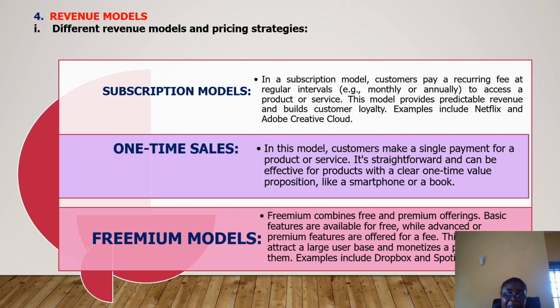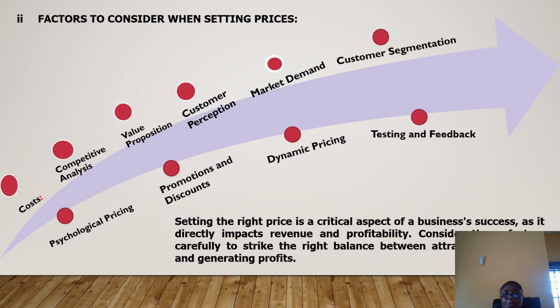Let's also quickly look at factors to consider when setting prices. These are the factors to consider when setting prices. We are going to look at them one after the other. Let's start from the cost. Cost, as we all understand, costs are your operating expenses, production expenses. Here you must understand your production and operating costs.